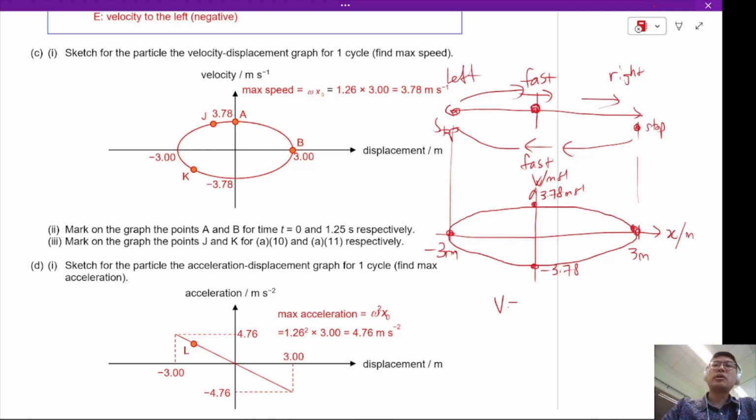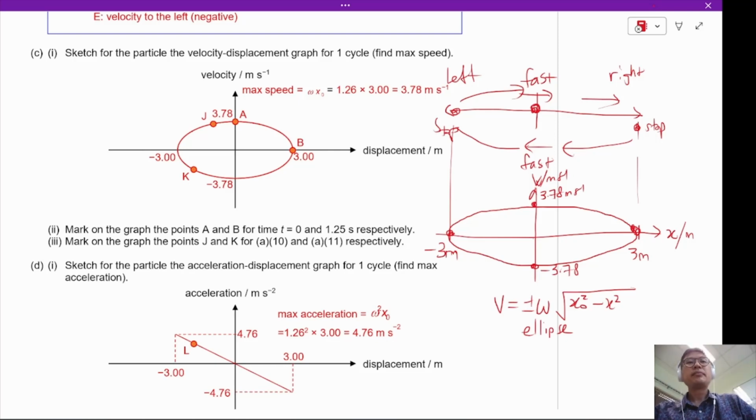Now the equation for this graph will be v equals plus or minus omega square root of x naught squared minus x squared. This is the graph of an ellipse. This is the graph equation of an ellipse.